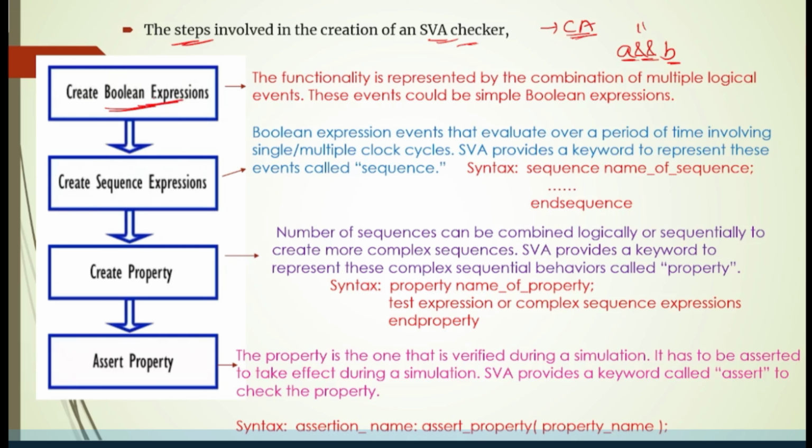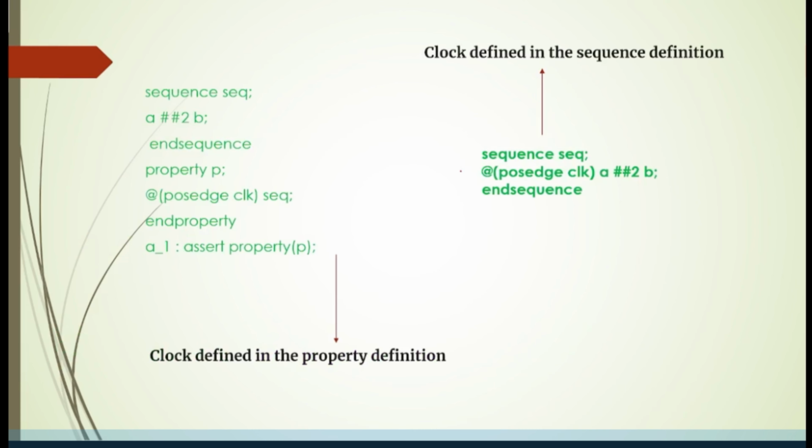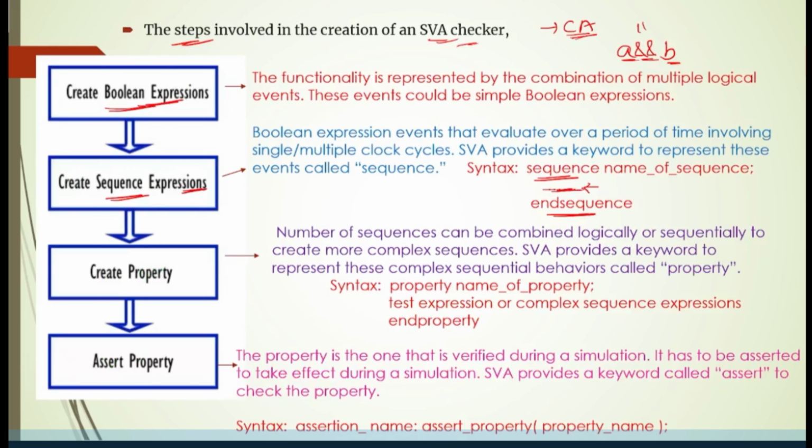Now after you have decided which boolean expression you have to apply on these particular signals, you will be creating the sequence for those expressions. How do you create the sequence? By using sequence and endsequence. Within the sequence you will be writing the name of the sequence and then the logic. That means you will be writing this particular logic here, at the rate of passage of clock a equal to 1. So this is the sequence, this is the thing that will be in this particular logic.